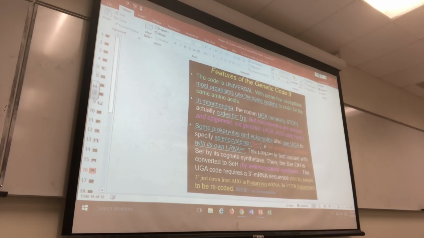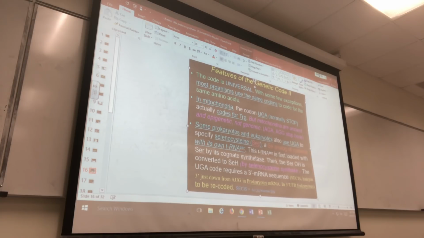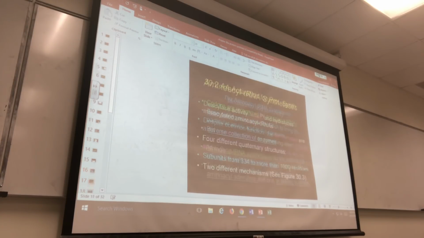One exception is that in mitochondria, the stop codon UGA actually codes for tryptophan, and also in some organisms, some prokaryotes and eukaryotes, UGA actually codes for a special amino acid that is not one of the 20 amino acids called selenocysteine. You have to know how selenocysteine is made, which is nicely detailed here. Be very careful. I will stress that selenocysteine, despite the name, is not made from cysteine. It is made from serine, confusingly. And basically, serine has a hydroxyl group on the end there that will get modified into the selenocysteine, which you won't have to identify via pictures.